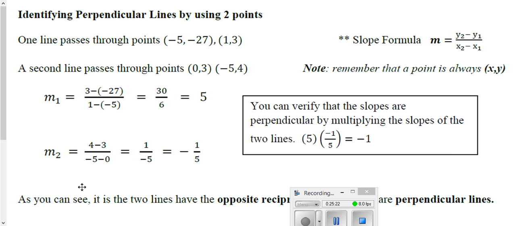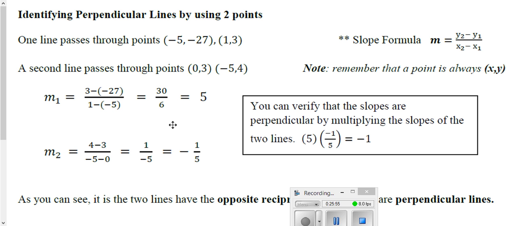Our next example, example 5. Identify perpendicular lines by using 2 points. All right, so we're given 2 points. One line passes through these 2 points, the second line passes through these 2 points. Are they perpendicular? Well, if they're perpendicular, we look at the slopes. If they're opposite reciprocals, then we have perpendicular lines. So they use the slope formula. So we'll just look at their work.